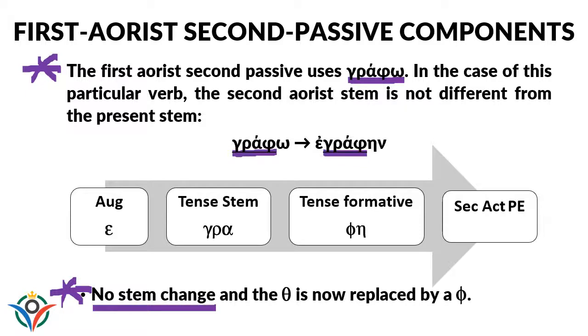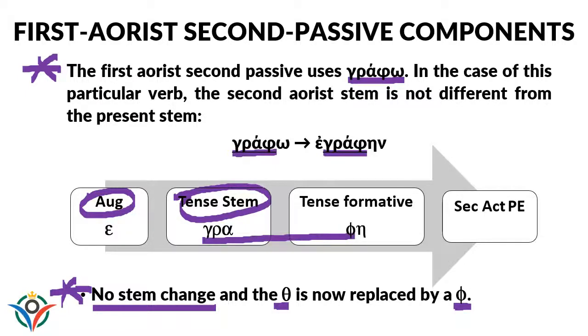And the biggest difference that you're going to see between the first aorist first passive and the first aorist second passive is that the theta is going to be replaced by a phi. Right, let's go through the components very quickly. We have an augment once again. The tense stem is actually graph. All right, so what I've done there, I've just moved the phi across to show you that it's replacing the theta. But you could actually think of the tense formative as actually being the eta. And then it also takes secondary active personal endings.